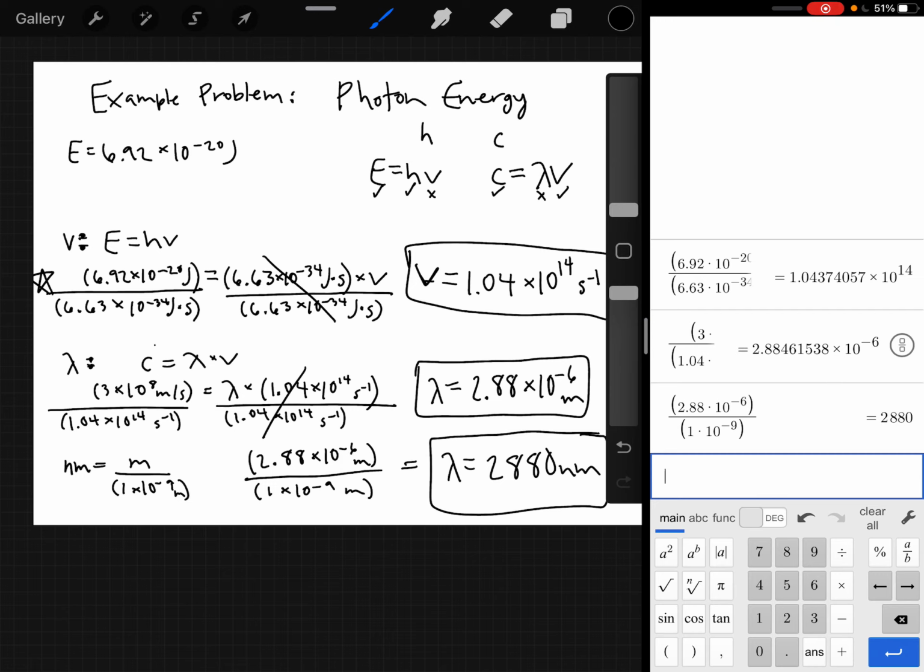nanometers. Okay, so the math itself really isn't that bad. It's just people get freaked out about the calculator and about these yucky numbers. But if you know how to solve for x, that's all this is. Just be careful about your calculator and the parentheses.